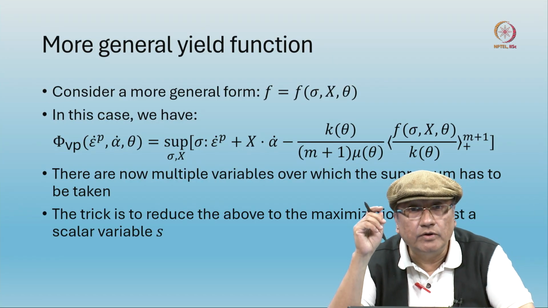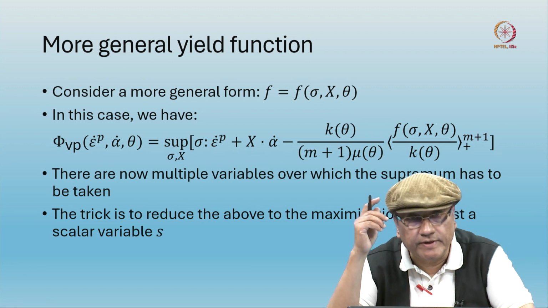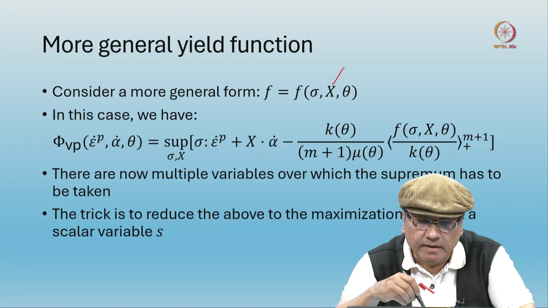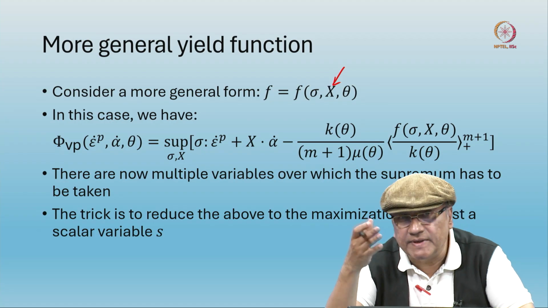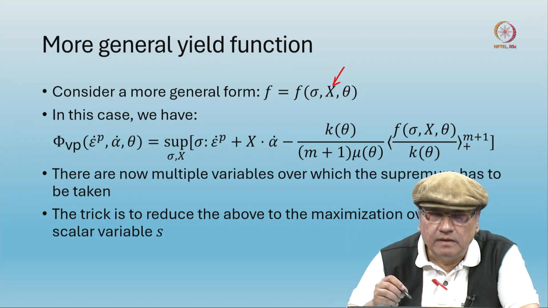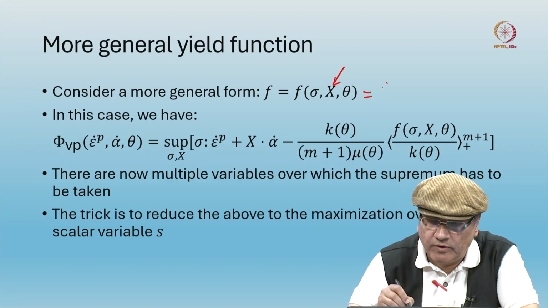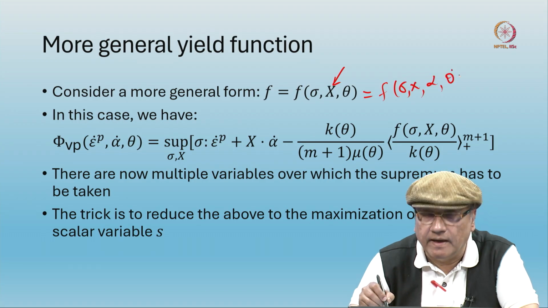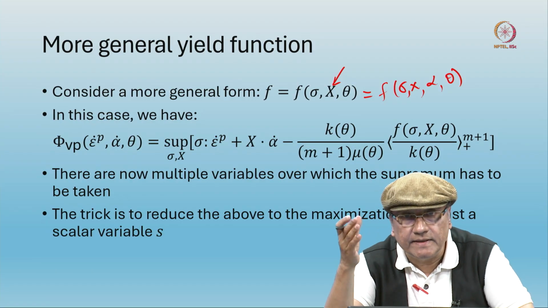So, if we call by sigma the stress, the usual notion of stress, x the back stress and probably other variables. Basically, the other hardening variables are included in alpha. So I should write it as f of sigma, x, alpha, theta ideally. So anyway, wherever we need things we will use.